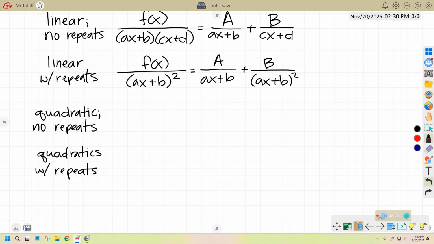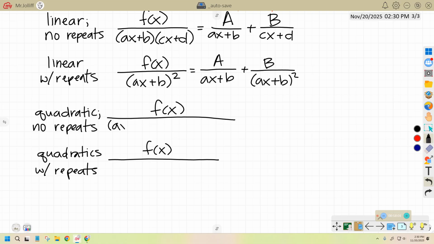A little bit. All right, so first question is, what does this look like? And it's going to look very similar to how we started with the others. Quadratics have an x squared term in them. So instead of ax plus b, I have ax squared plus bx plus c.